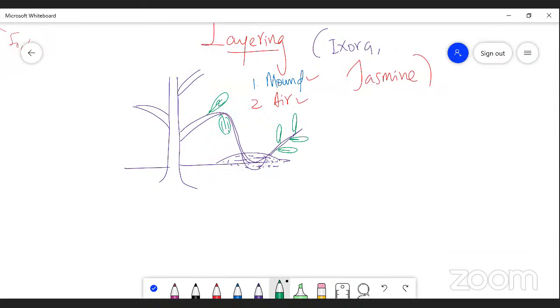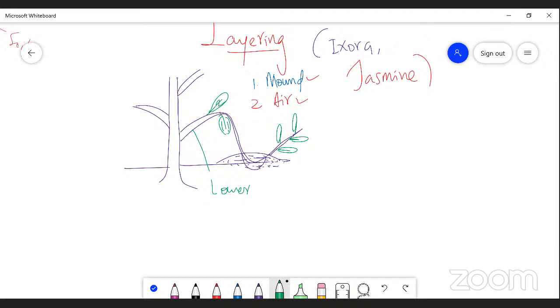This is called mound layering, right? Mound layering is a layering technique in which the lower part of the branch is bent to the ground and buried into the soil. After that, the new plant originates.